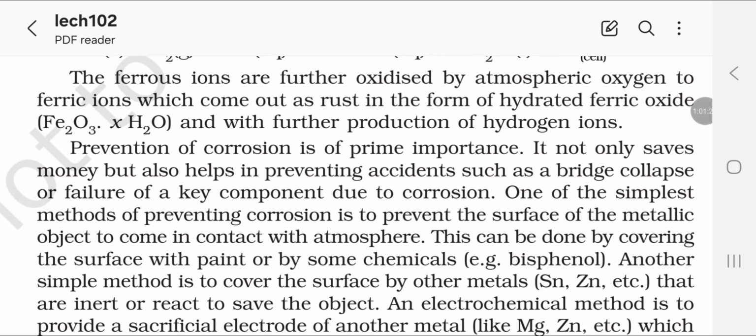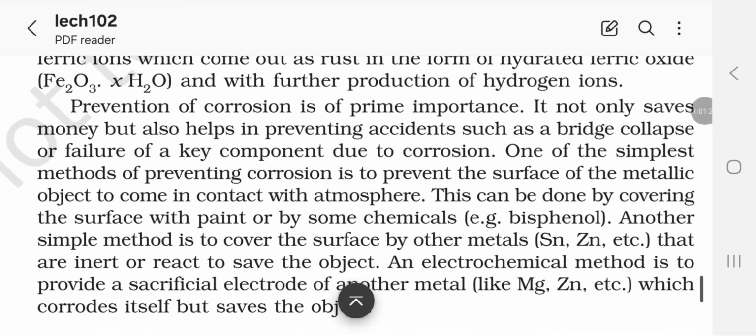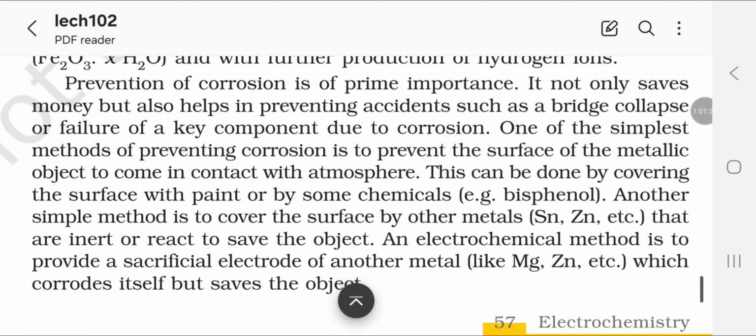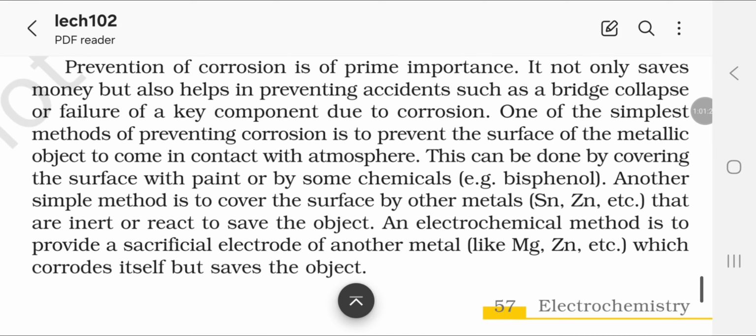Prevention of corrosion is of prime importance. It not only saves money but also helps in preventing accidents such as bridge collapse or failure of a key component due to corrosion. One of the simplest methods of preventing corrosion is to prevent the surface of a metallic object from coming in contact with the atmosphere.